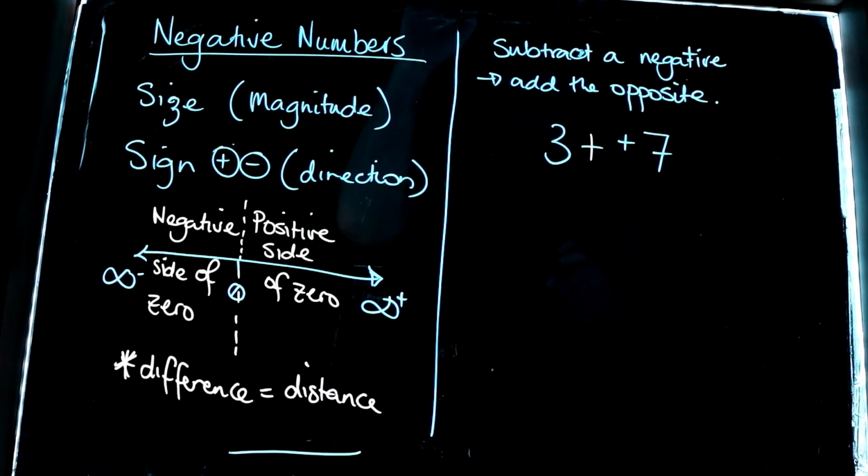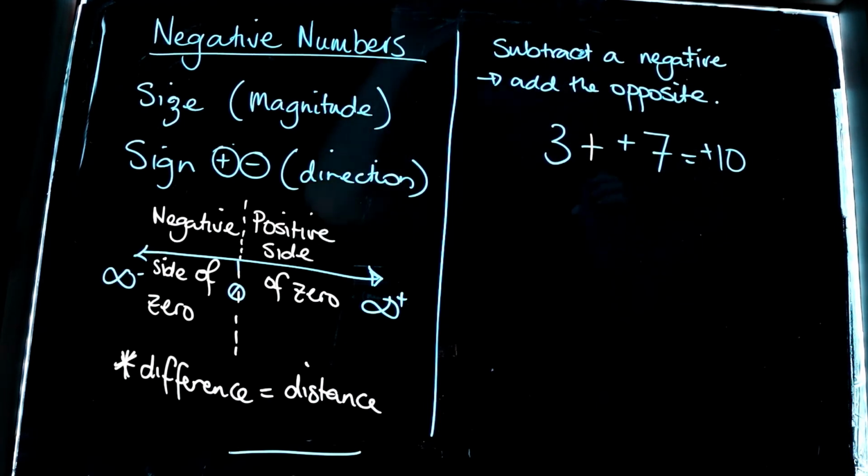So in some ways I read this as 3 plus, or add a positive 7, or I just say 3 plus 7 is equal to 10. And just for emphasis, I might say positive 10 and put a plus sign there to indicate that it is positive 10 and make it explicit.